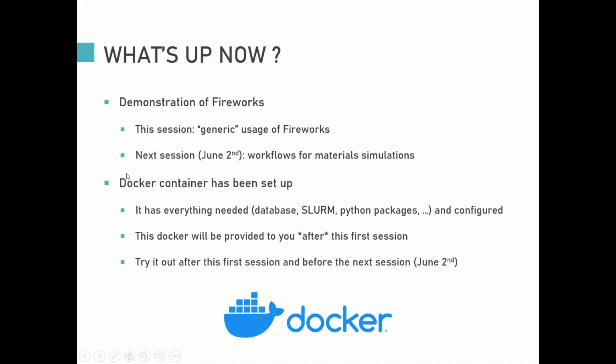For this part and the next part, we have set up a Docker container that has everything needed and configured to run. There is a Mongo database that runs in the Docker when you start it. There is Slurm, so you can start your Docker on your own machine and have something as if there was a queue. You can try the qlaunch command even if you are not on a cluster, and you have all the Python packages needed for the tutorials. You also have Abinit installed in this Docker. So this will allow you to actually test things by yourself on your own computer.